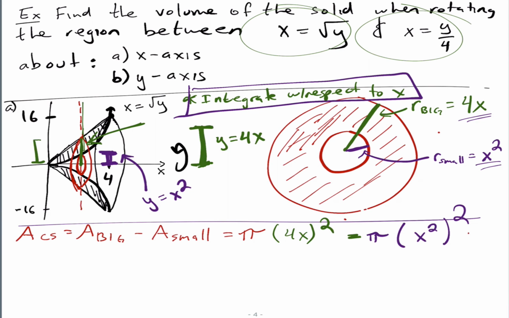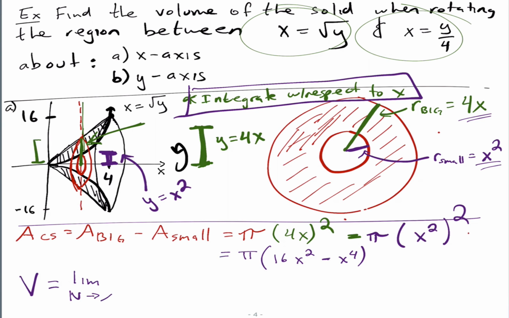Okay, well, so what is that equal to? That's pi times, what is that? 16x squared minus x to the fourth, right? If I just factor out the pi. Okay, so then, all right, so that's the area of the cross section. So then, what's the volume going to equal to?